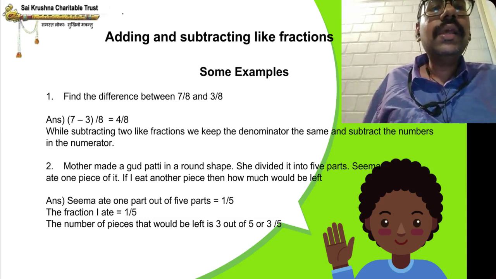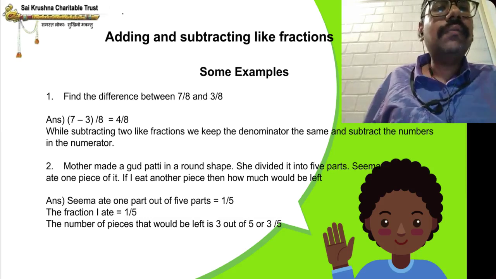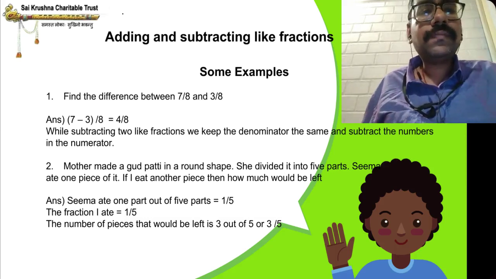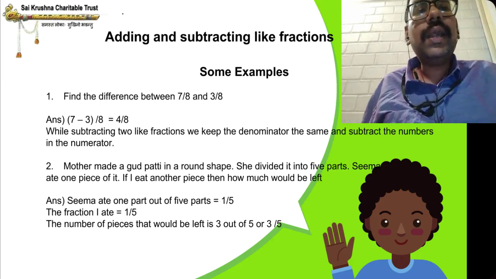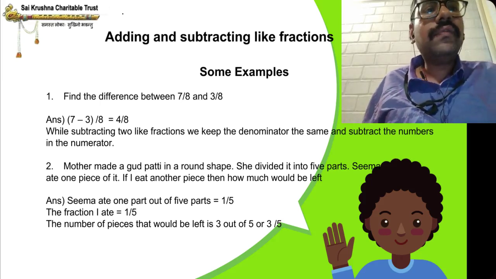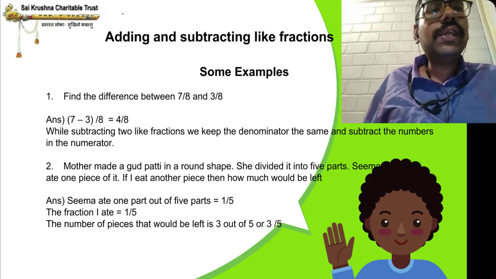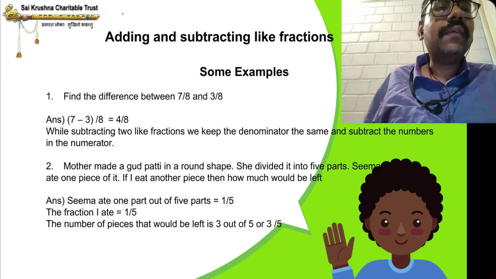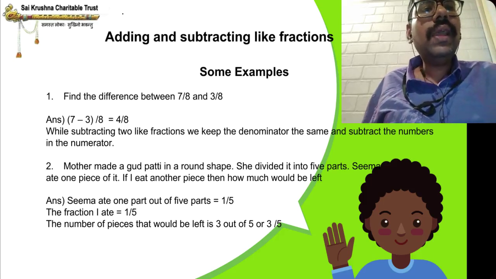That's all. Seema has eaten 1 part, so that will become 1 by 5. And if I eat another part, 2 out of 5 has been eaten. How much remains? So 5 minus 2. 2 has been eaten. 5 pieces are there. So how much would be left? 3 out of 5 or 3 by 5.